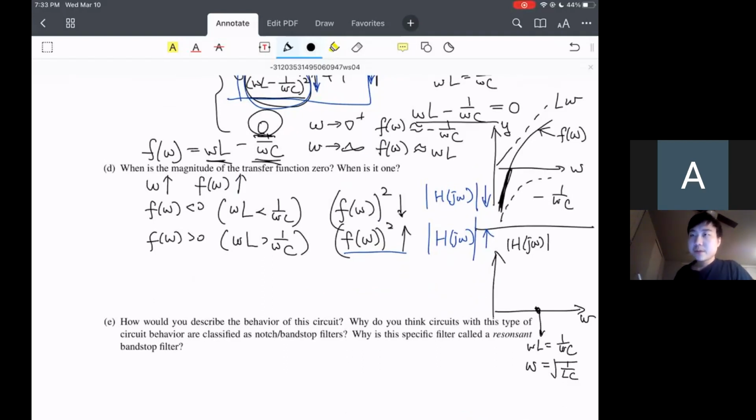At other times, when omega is smaller than root 1 over LC, this magnitude of the transfer function is going to be decreasing. And when omega is greater than root 1 over LC, this is going to be increasing. So this is our transfer function. This is how the magnitude of our transfer function is going to look as omega changes.